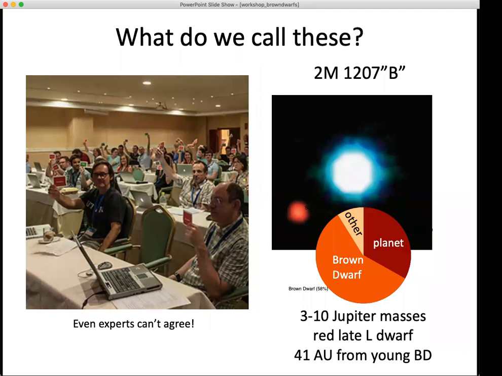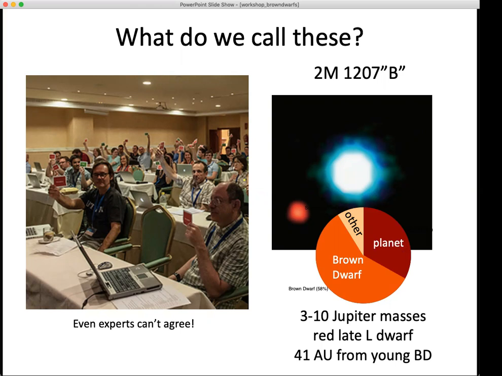Now, the equivalents of these are actually difficult because one of the things we're still struggling with is, where do we draw the line, right? They look a lot like giant planets. It's possible they form a lot like giant planets. And we also see brown dwarfs just floating around that have the same masses as some of the giant planets that we're finding in other studies.